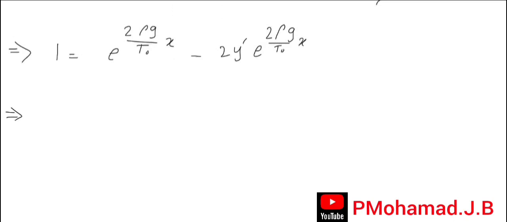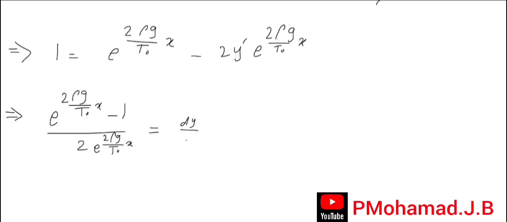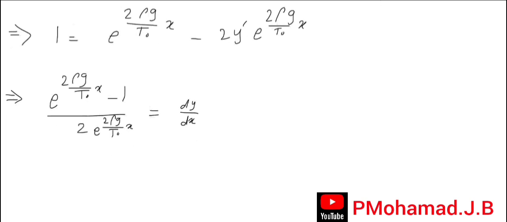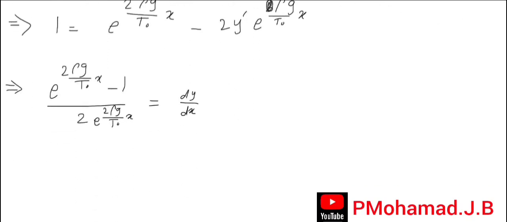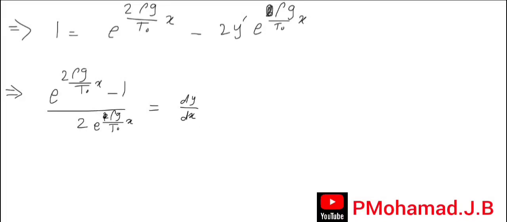And now we want y prime pure, so e to the power of 2 rho g divided by t0 x minus 1, divided by 2 e to the power of rho g divided by t0 x, will be y prime, which is dy divided by dx. Maybe you understood that we made a mistake here. Here we didn't have a 2, okay? A little mistake. It's good for us.